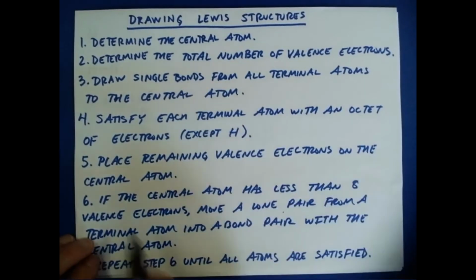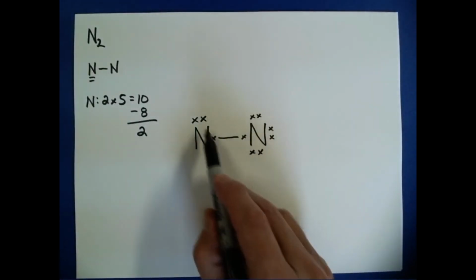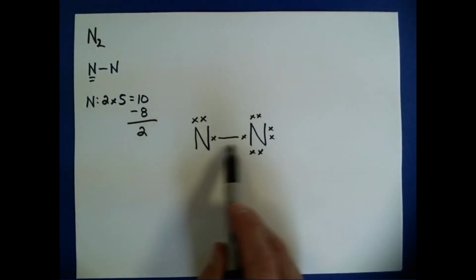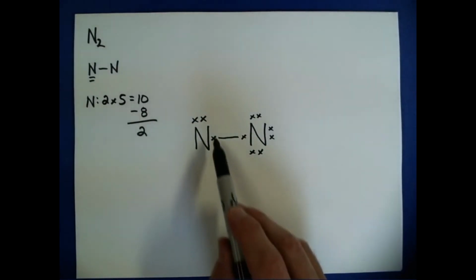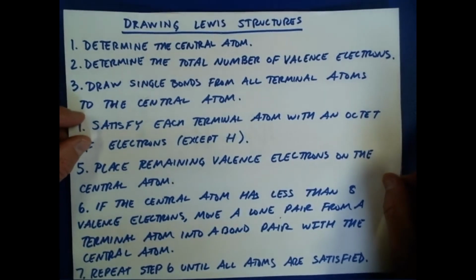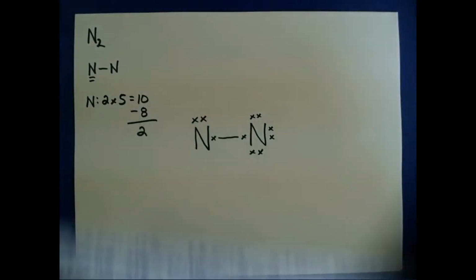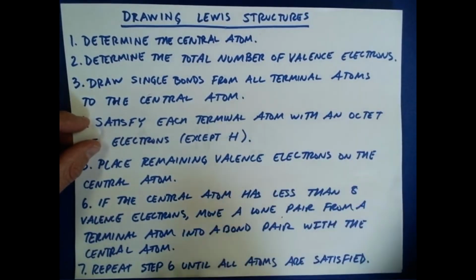Now in this case, our central atom has less than 8 valence electrons. Let's look at this. It only has 4, right? 1, 2, 3, 4 is what it feels like. Remember, we count the ones that are being shared in addition to the lone pairs. So this needs 4 more electrons to get to 8. So what we do to make this central atom achieve the stable octet is we're going to move a lone pair of electrons from the terminal atom and put it into a bond pair with the central atom.